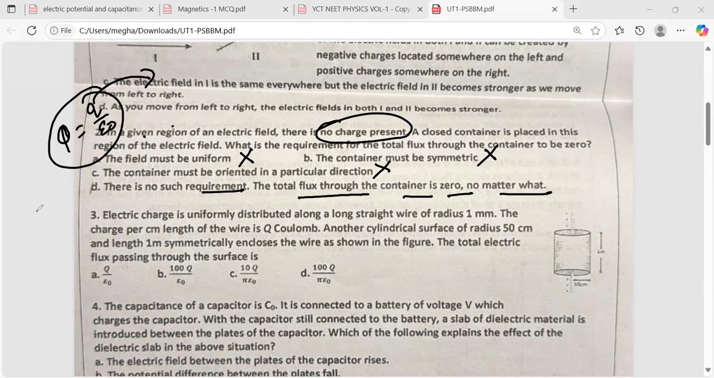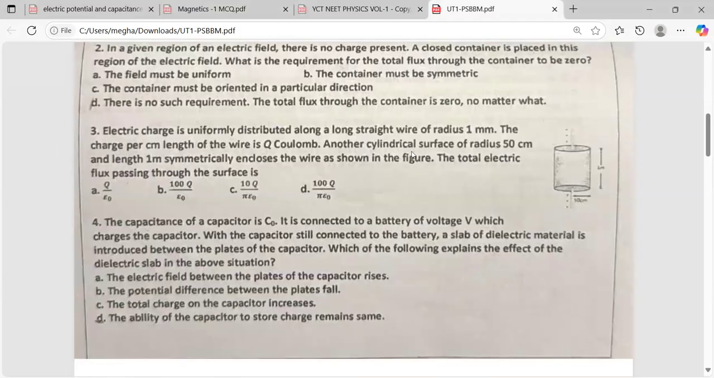Next question. Electric charge is uniformly distributed along a straight wire of radius 1 millimeter. So therefore, draw a Gaussian surface. That is a Gaussian surface of bigger radius, that is 50 centimeter. See, this is a straight wire of radius 1 millimeter. Now the charge per centimeter length of the wire is capital Q. Charge per length. So charge is equal to Q into L. Centimeter I have to give.